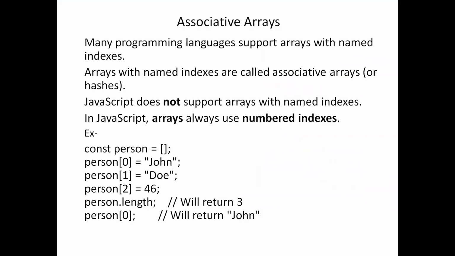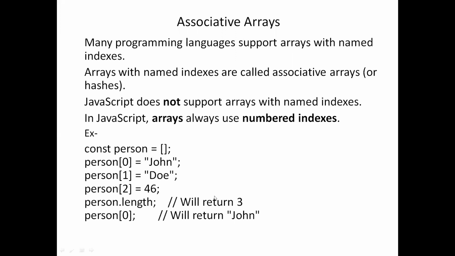Associate array, how to associate the array. So many programming languages support the array with name index. Array with named index are called associate array or hashed. JavaScript does not support array with name index. So JavaScript always supports the index as a number. In JavaScript, array always use a number index, as you can see. So JavaScript always use the index as a number type.